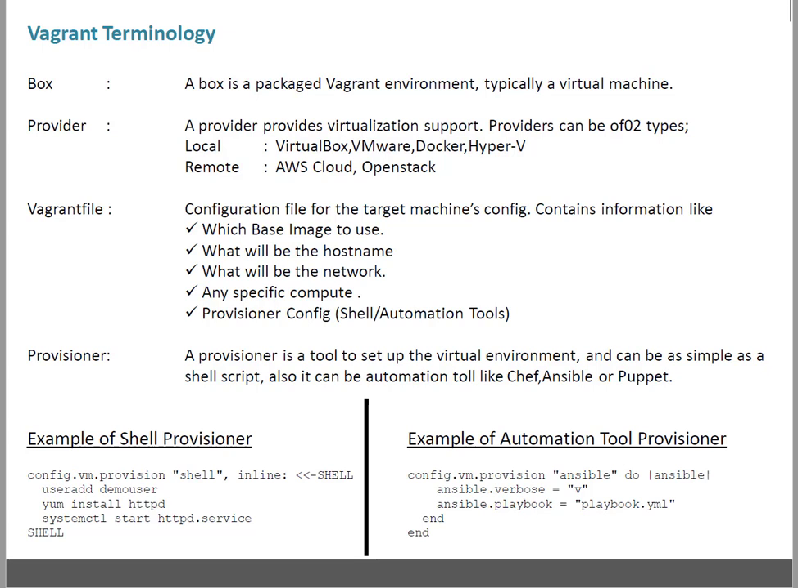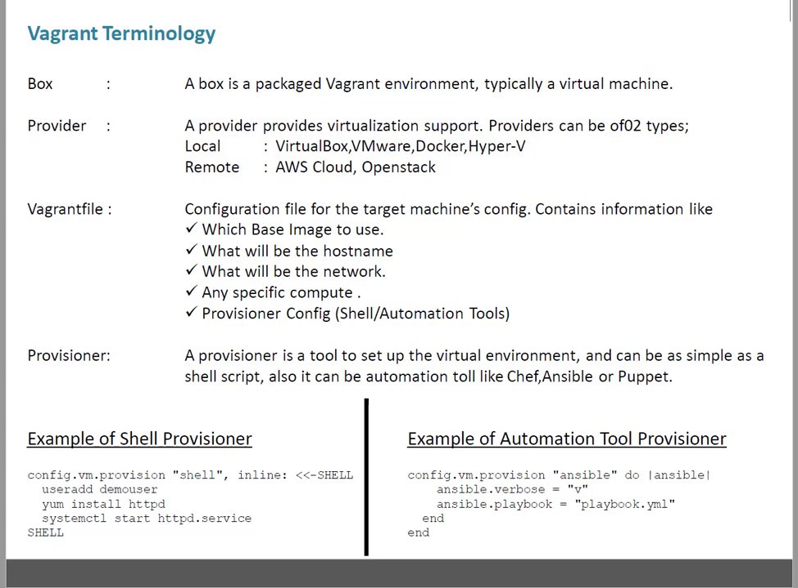Next thing, provisioner. As I mentioned in the last slide, a provisioner is basically an automation tool or configuration management tool. It can be a shell script also, because there are two types of provisioner. One is called the shell provisioner, and one is the automation tool provisioner. In the shell provisioner, basically you use shell commands to do the configuration for you.